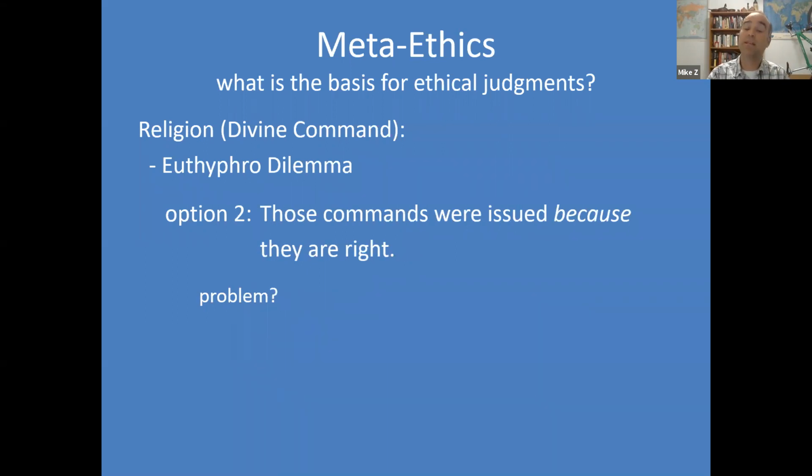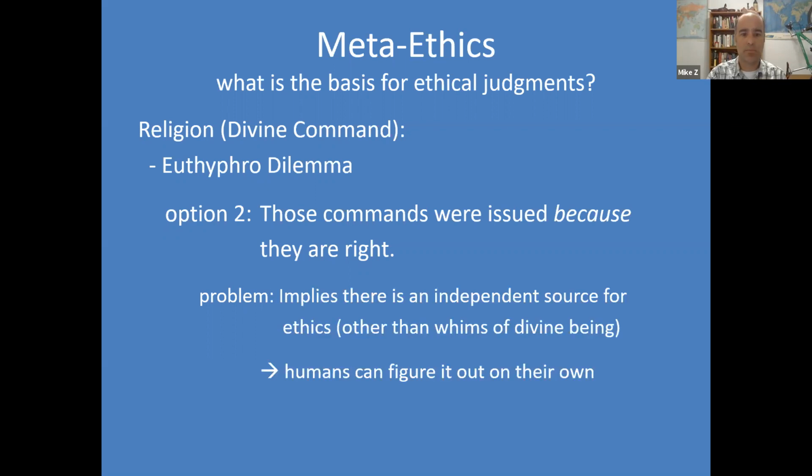Those commands were issued because they're right. Why did the divine being tell us that stealing is bad, murder is bad, lying is bad, and all of the rest? Well, it's because those things are right. That maybe makes a little bit more sense, but that's now a further problem for divine command theory, because this implies that there's an independent source of ethics, and that the divine being is simply consulting that other source, or that other truth, that reality about ethics, and then simply informing us as to what's right and wrong. And if that's the case, well, then it's at least possible that we could figure out what's right and wrong and good and bad ourselves.